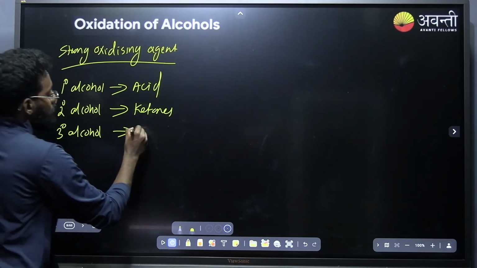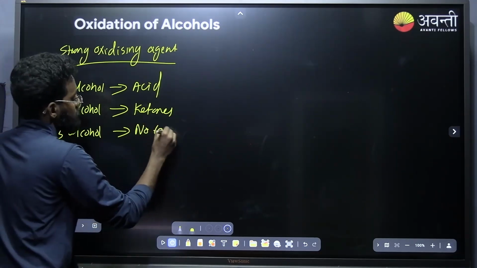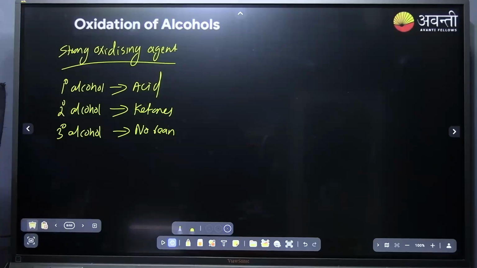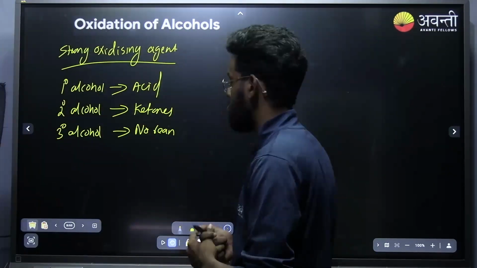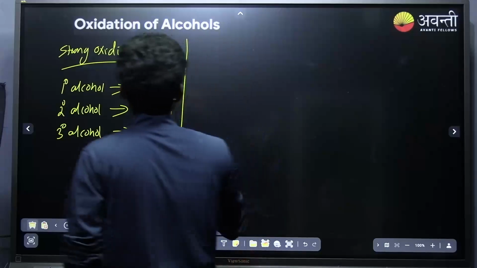Okay. There won't be any reaction in the case of tertiary alcohol, because there is no oxidizable hydrogen. So there is no reaction going to happen here. This is in the case of a strong oxidizing agent.